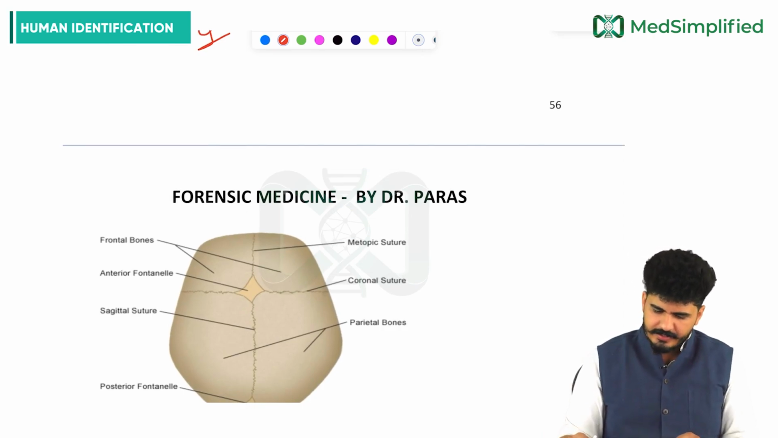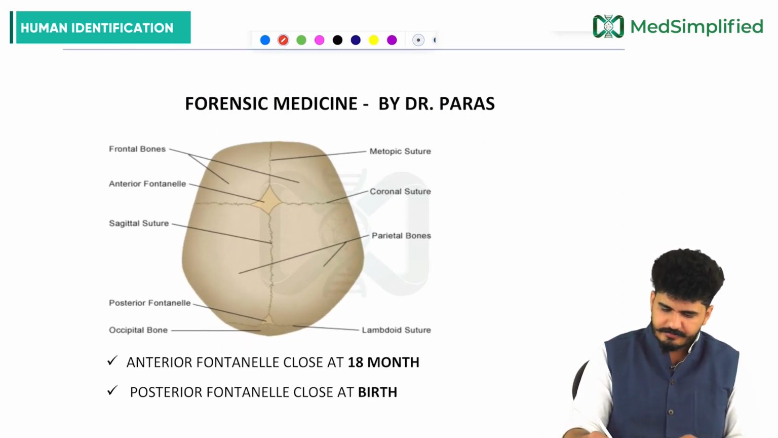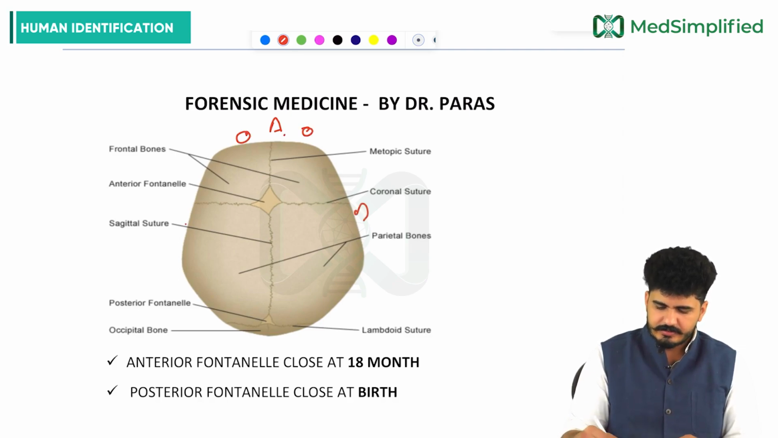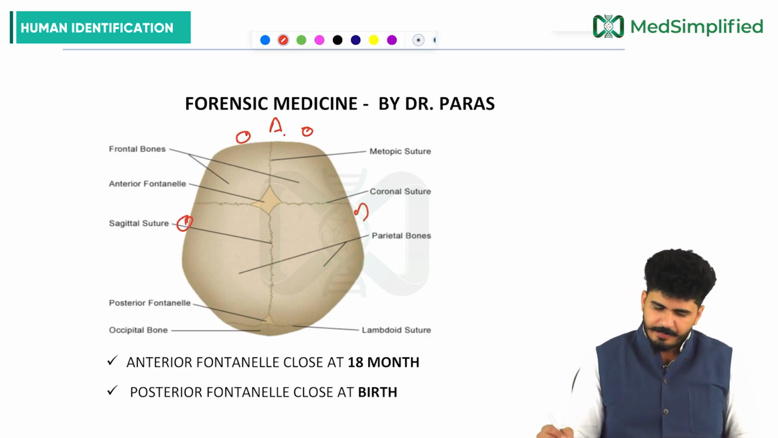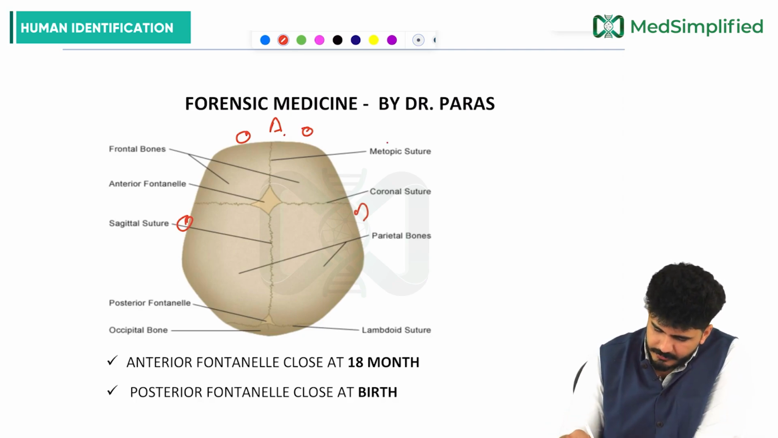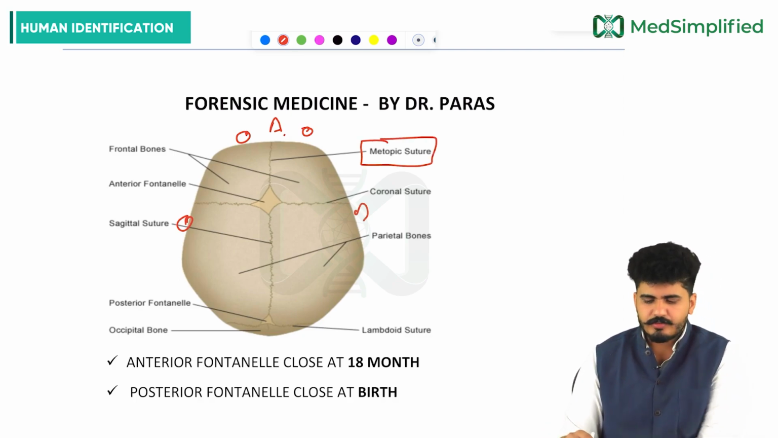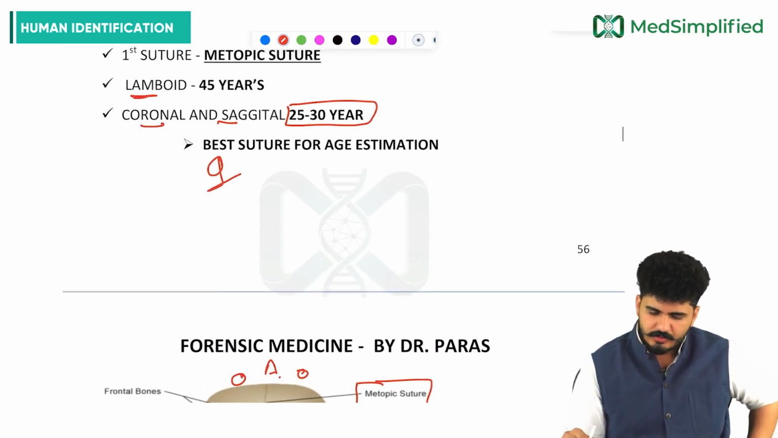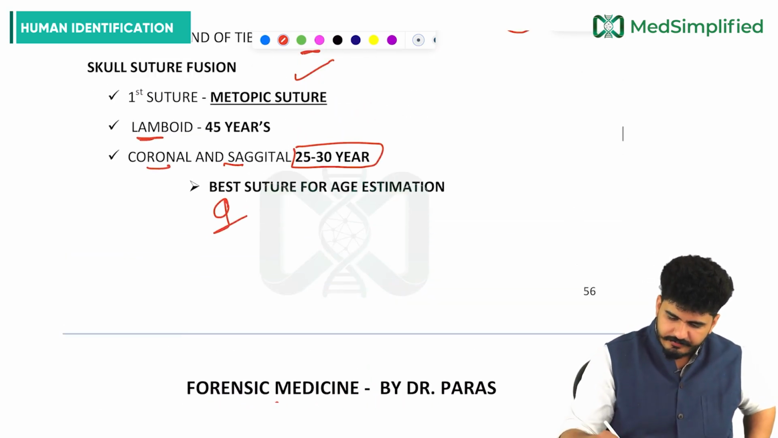Coming to the next diagram, if you see right here, sir, this is the front face. If I draw a nose like this, eyes here, ears here, you will see the skull right here. So number one thing is what, sir? Metopic suture right here. This is the metopic suture, and we have seen that metopic suture gets fused first, my dear friends.